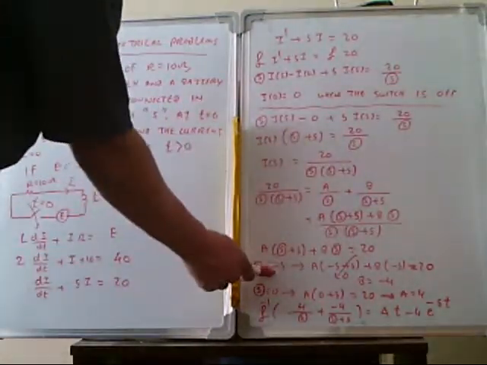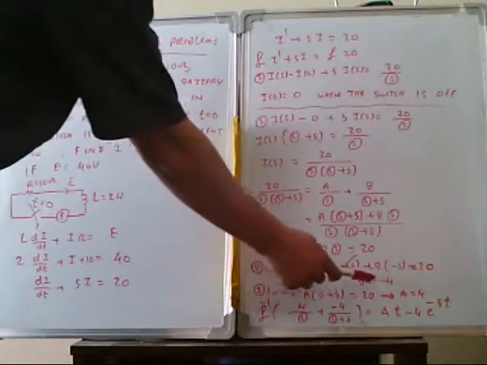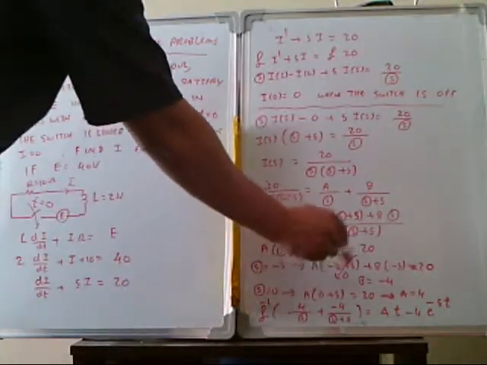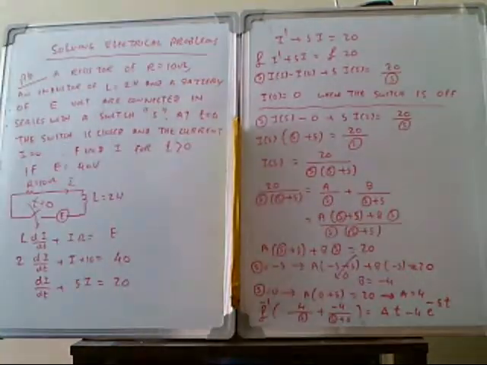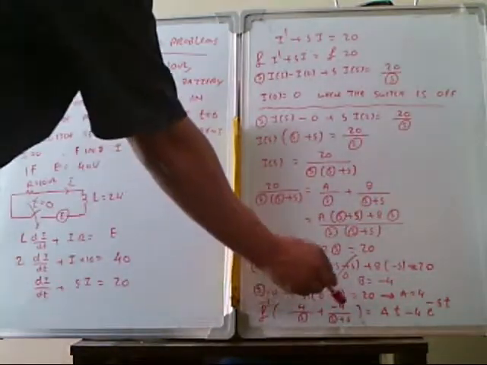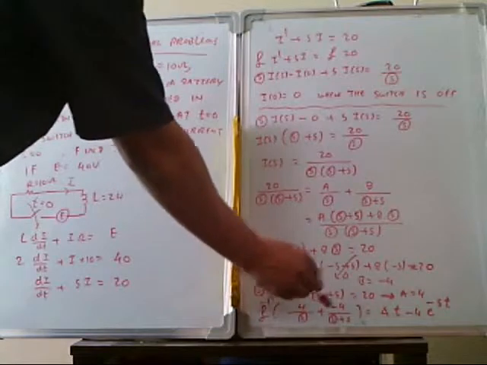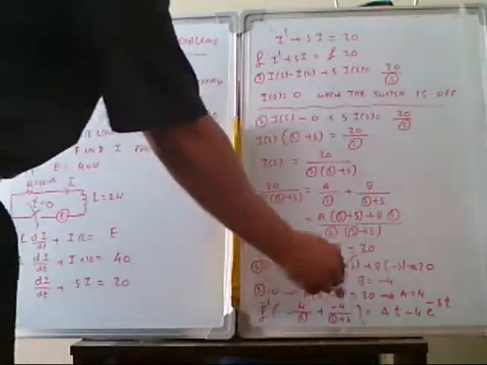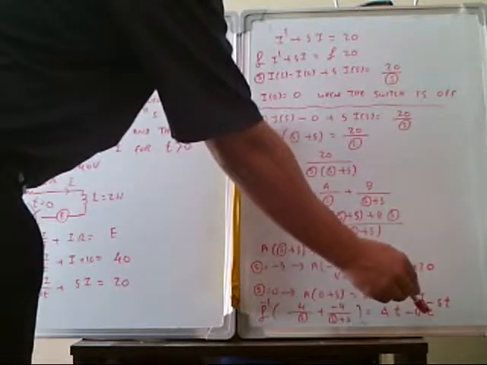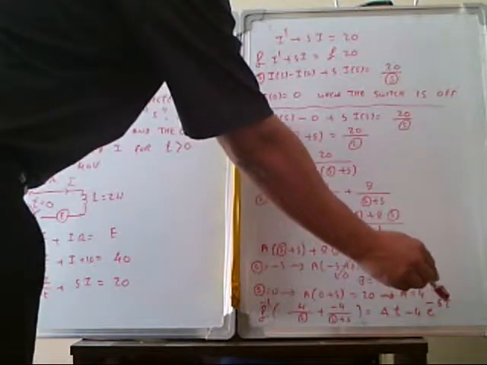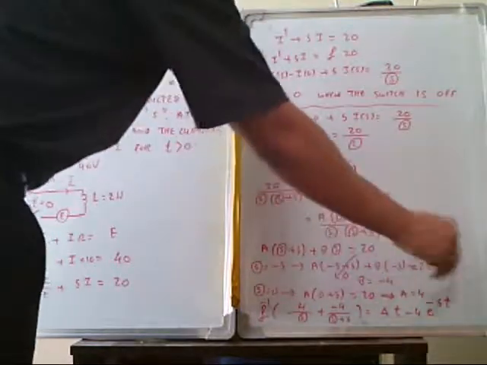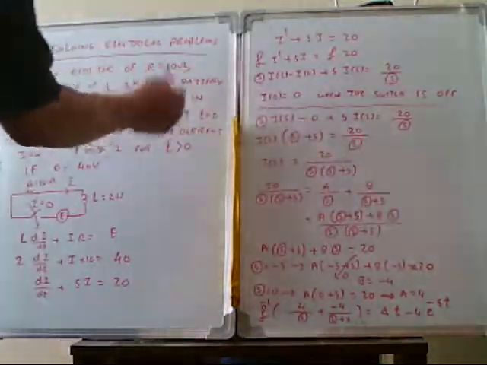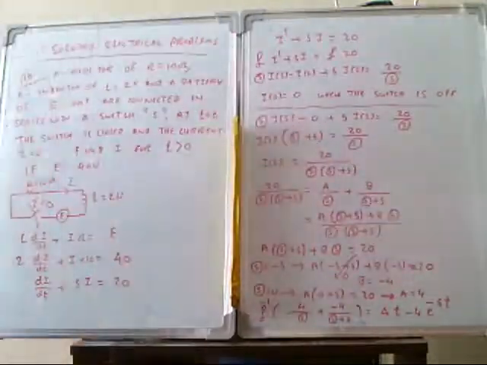So we substitute s equal to minus 5. A disappears, and B is minus 4. Then s becomes 0. In this case, B disappears and A is equal to 4. So that will be 4 by s plus minus 4 by s plus 5. So we find the inverse Laplace. Inverse Laplace of 4 by s will be 4. Inverse Laplace of minus 4 by s plus 5 will be minus 4 e power minus 5t. So this is the equation for current I. After the switch has been closed, the current will follow this equation.